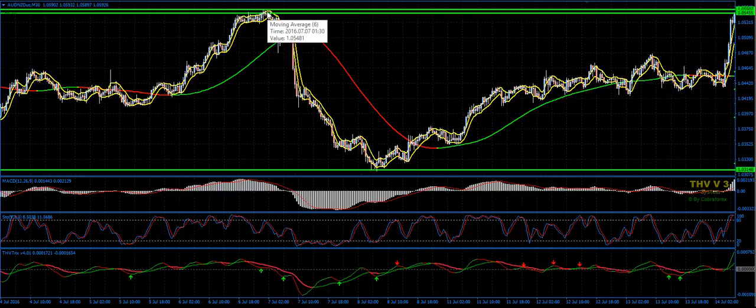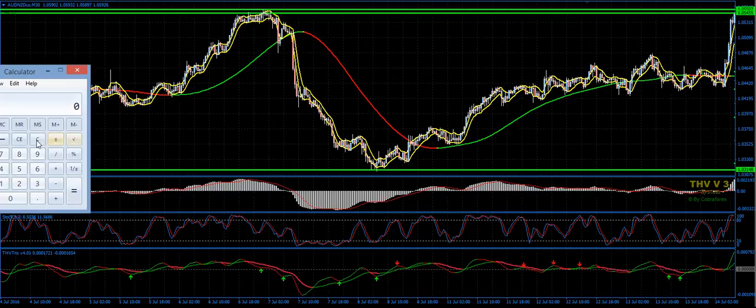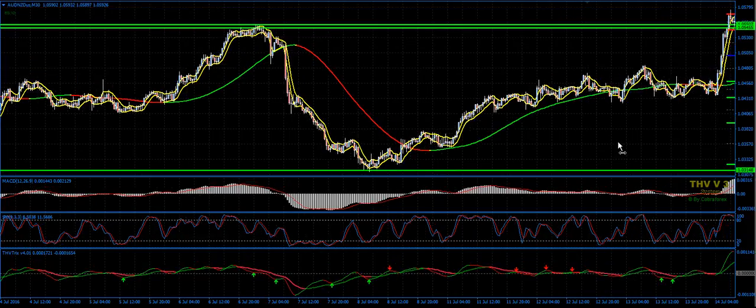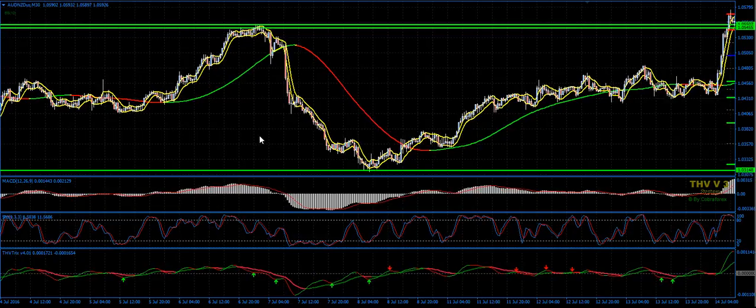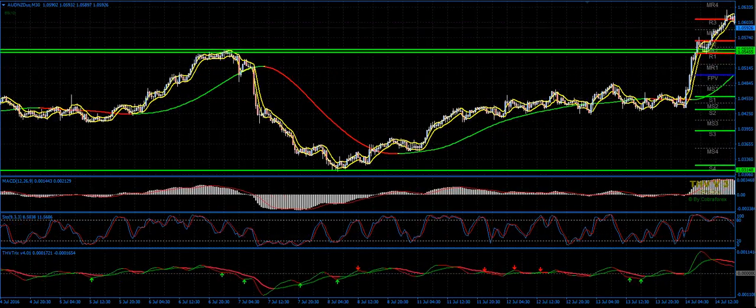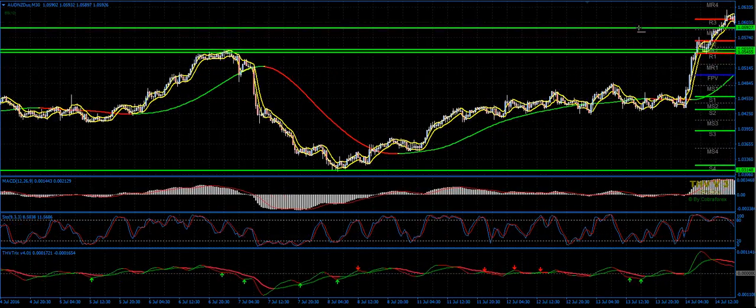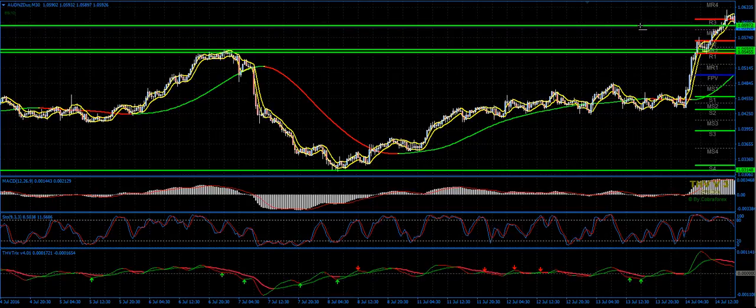So your high over here was 105.49, so your stop would have been 105.95. So here's how the trade played out. Your stop loss would have been 105.95, which would have been right here.